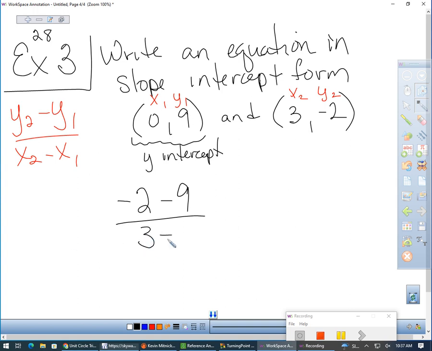3 minus x1. Where's x1, Jackson? All right. So top line, negative 2 minus 9 is negative 11. 3 minus 0 is 3. So our slope is negative 11 over 3.